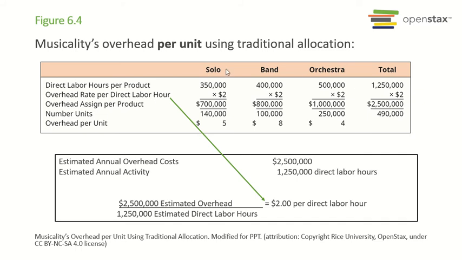So for each recorder, we have the direct labor hours per product times the overhead rate per direct labor hour that we just calculated. We get the overhead assigned per product. And then we have the number of units for each product. The overhead assigned per product divided by the number of units for each product, we get the overhead per unit for each product. So for solo, it's $5 overhead per unit. For band, it's $8 per unit. And for orchestra, it's $4 per unit.